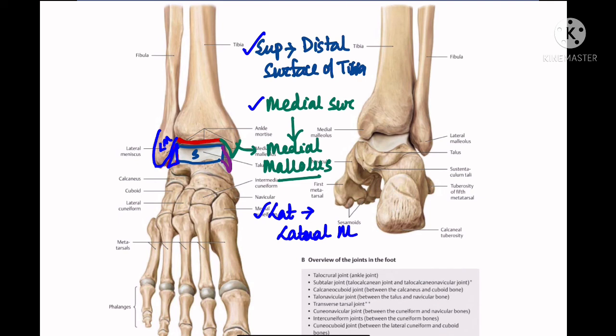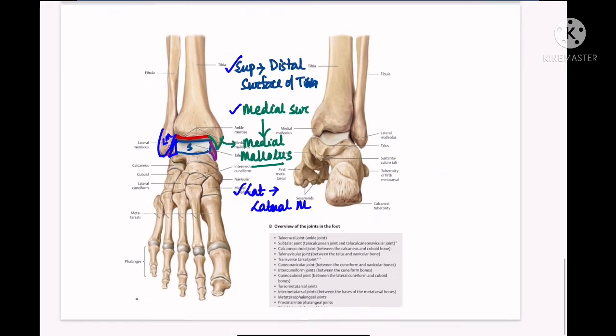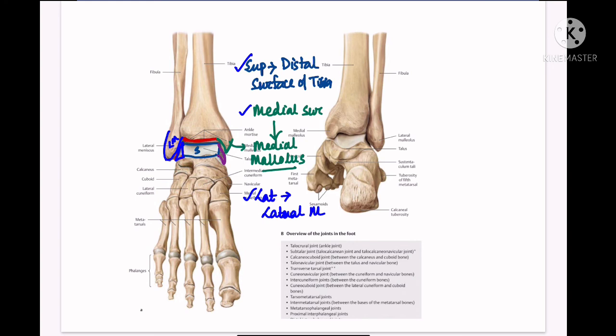This way it forms the ankle joint. So ankle joint formation is participated by the superior surface, medial surface, and the lateral surface of the body of the talus. The rest two surfaces are the inferior surface and posterior surface. Let me discuss about it. First of all, the inferior surface.